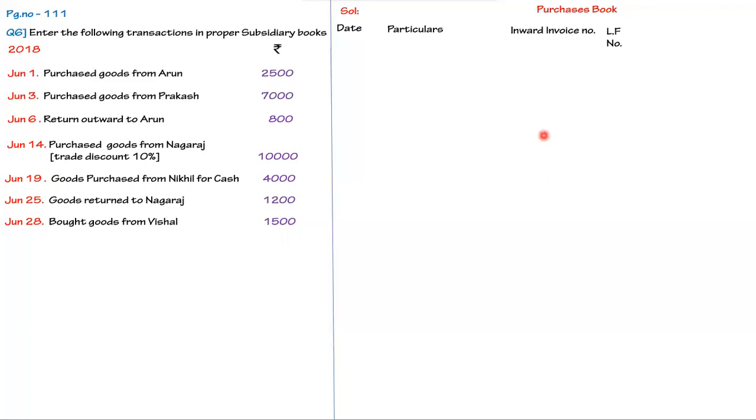So here the transactions are given as 2018 June 1 and the first transaction is given as purchased goods from Arun 2500. So it is a transaction of purchases which will be recorded in purchases book as 2018 June 1. In particulars column we will be writing the name of Arun and in amount column we will be writing the amount of purchase 2500 rupees.